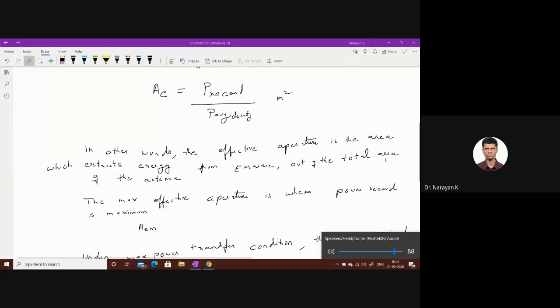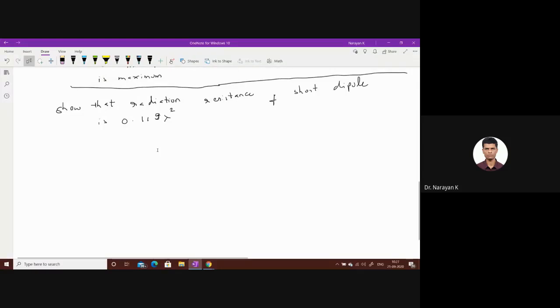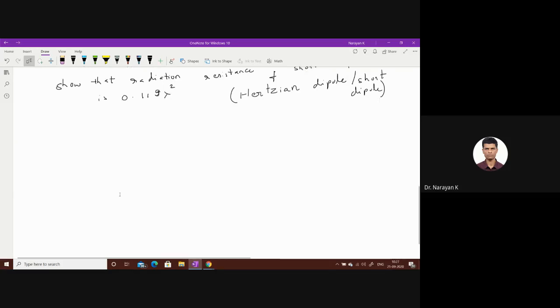Now from this, we'll be doing a very important derivation from your examination point of view. Short dipole. The short dipole is also sometimes called Hertzian dipole. Is it clear? So we are doing a very important derivation. All of you please be with me.